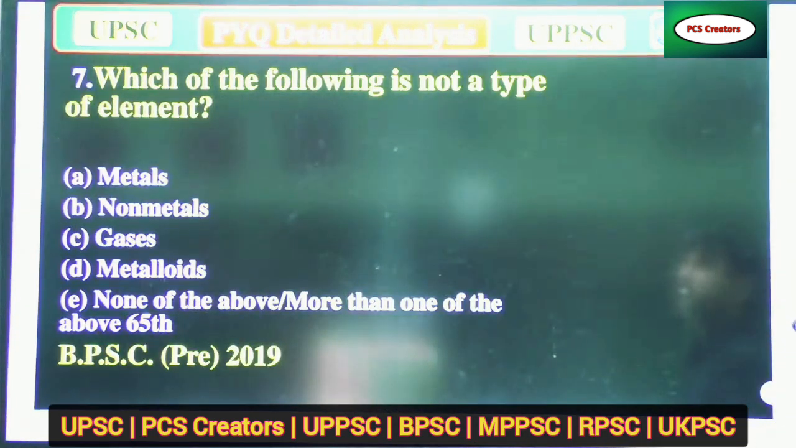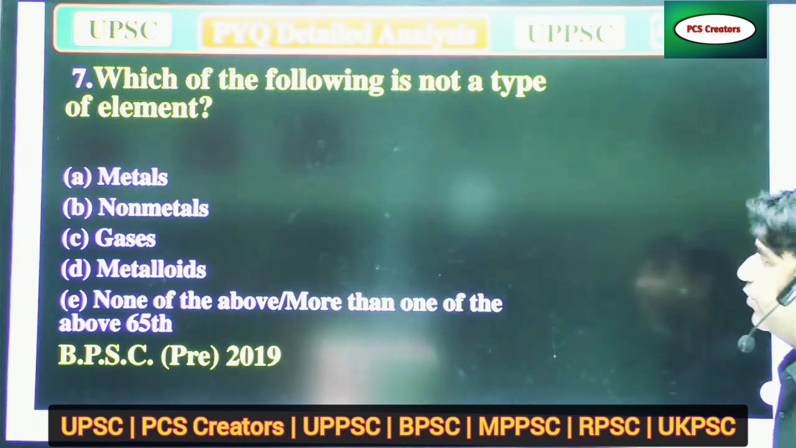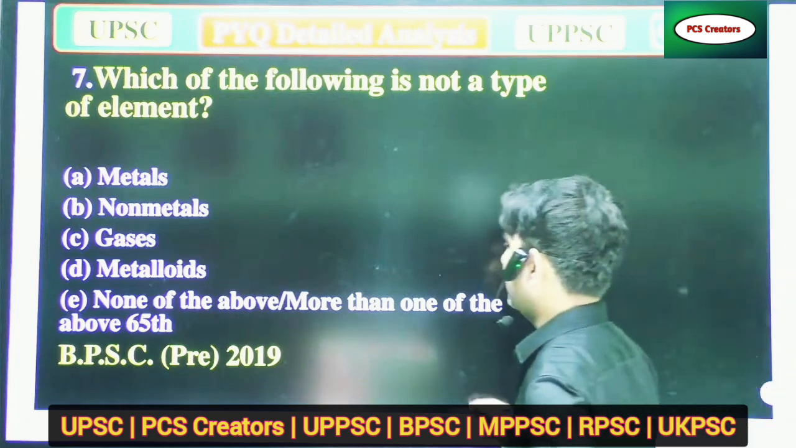Which of the following is not a type of element? Which of the following is not a type of element? A, metal; B, non-metal; C, gases; D, metalloids; and E, none of the above, or more than one of the above.